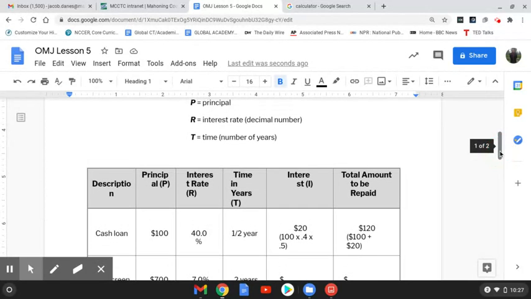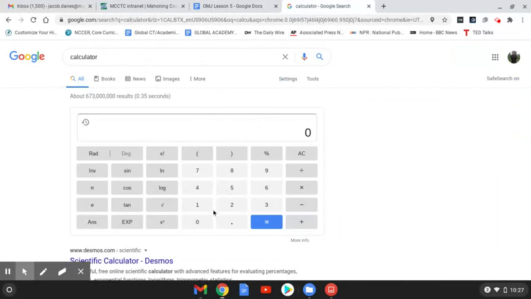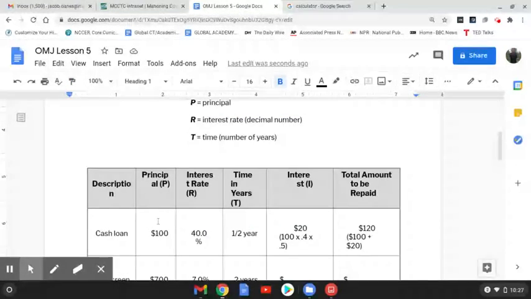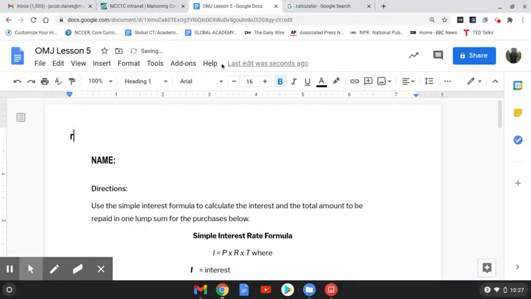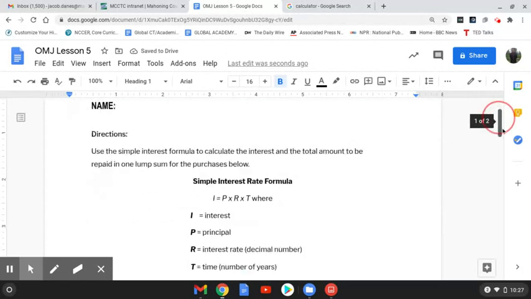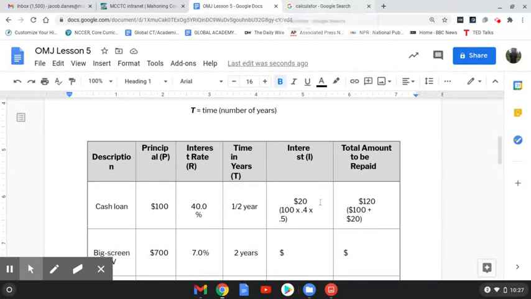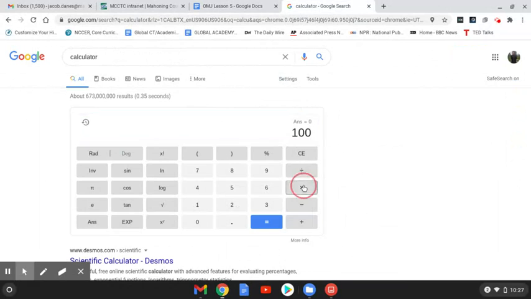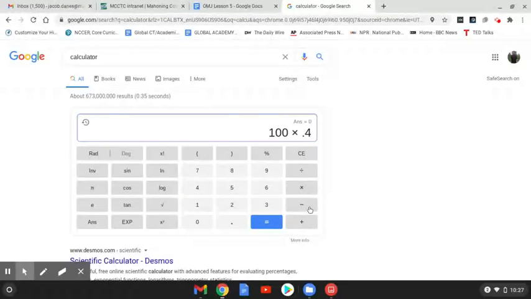So, for example, if we had a cash loan here for $100, what we are going to do is look at the interest rate, 40% interest rate over a half a year. So, how would you do this? You would go in here, you would type 100, because 100 is your principal. Then you multiply it by your interest rate. Your interest rate is 40%. To calculate 40% in decimal terms, it is 0.4. So multiply that by 0.4. And then you multiply.